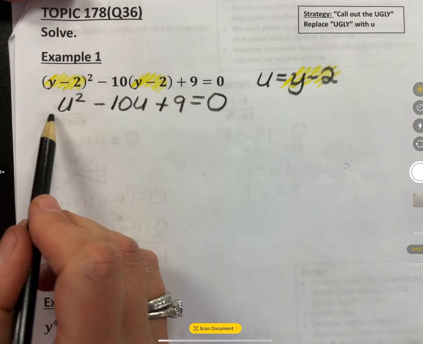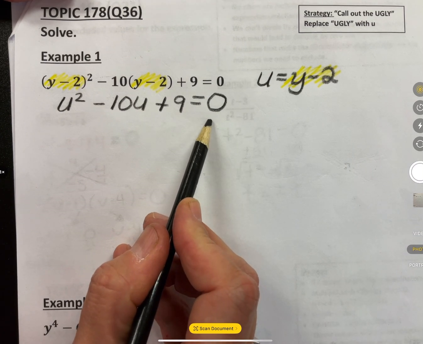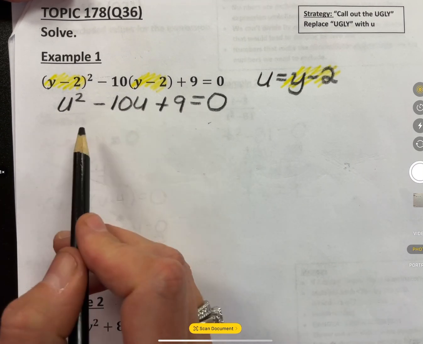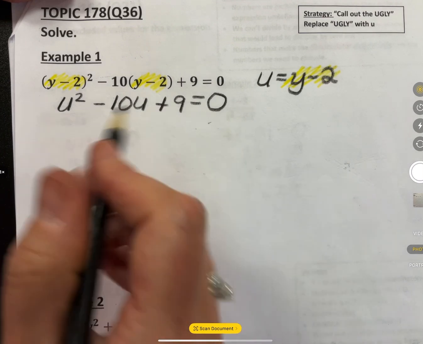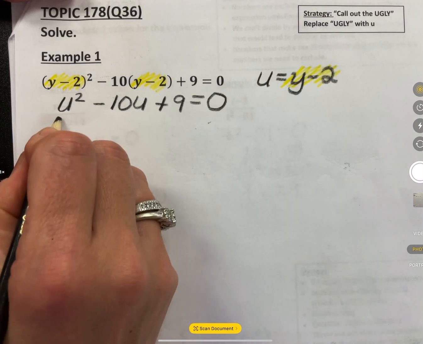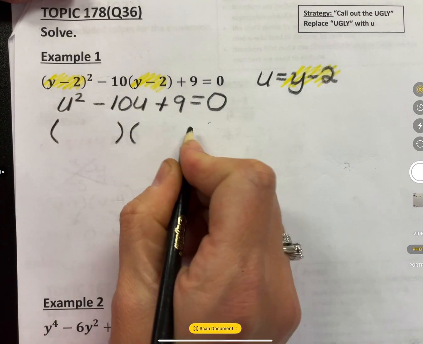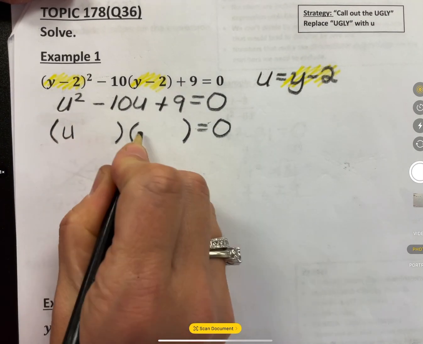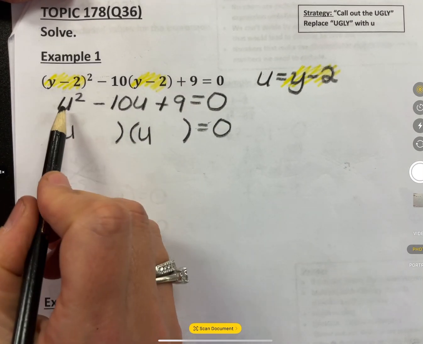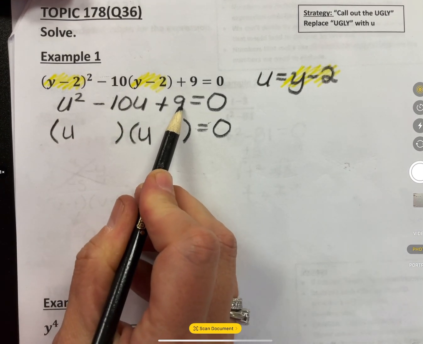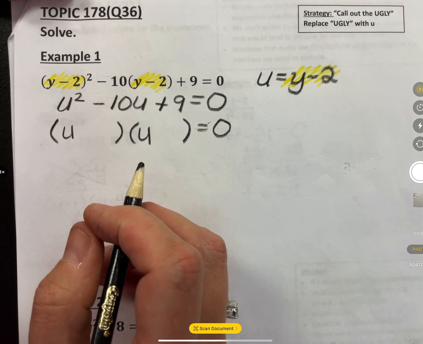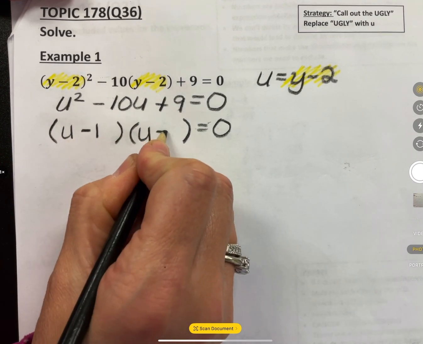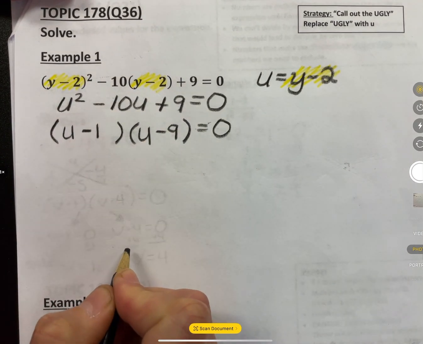Now it looks more like something we're used to solving. We could use the quadratic formula, we can factor, or we can use completing the square. I'm going to go with factoring. We've been factoring for a long time, so I'm not going to spend a lot of time on that. u multiplied by u gets me back to u squared. Two numbers that multiply together to get positive 9 and add up to negative 10 are negative 1 and negative 9.